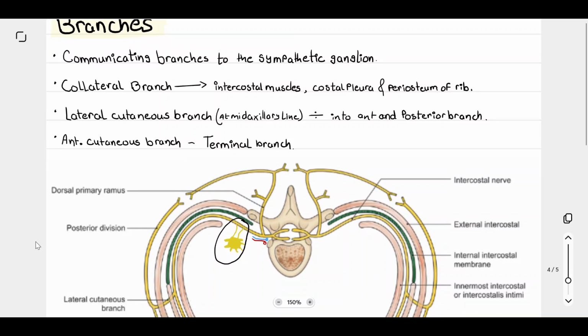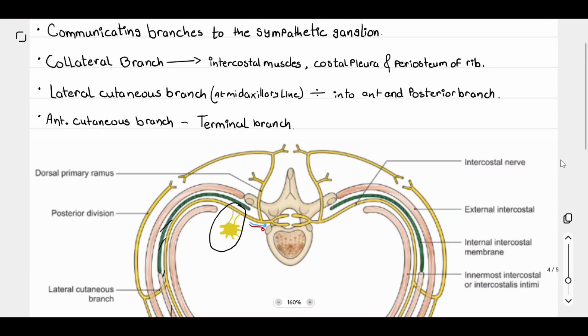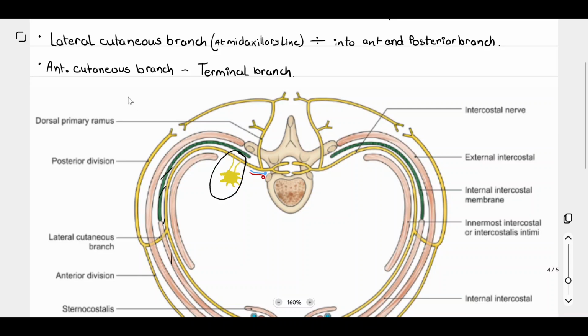Collateral branches are the numerous branches given in between by this intercostal nerve, which supplies intercostal muscle, costal pleura and periosteum of the rib. Thirdly, I have the lateral cutaneous branch, which is given at the mid-axillary line. Suppose this is our axilla, which is given at the mid-axillary line and which further divides into anterior and posterior branch.